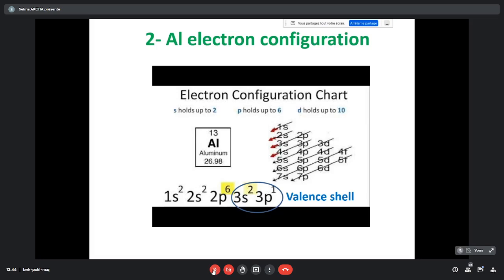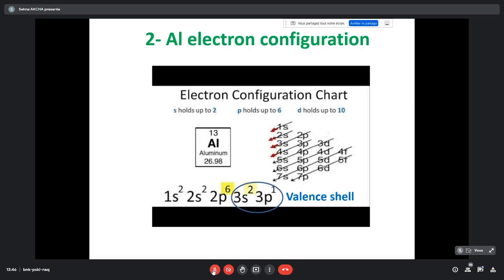Please help me write the electron configuration. Let's start with 1s2. We need 11 more electrons. 2s2. We need 9 other electrons, sorry. 2p, I am following the Klechkowski rule. 1s2, 2s2, 2p6, I need 3 other electrons. 3s2 and 3p1.